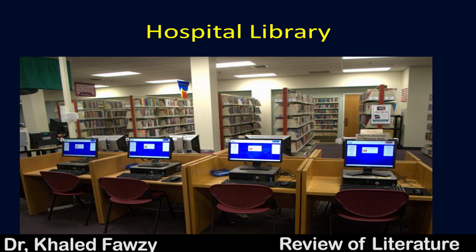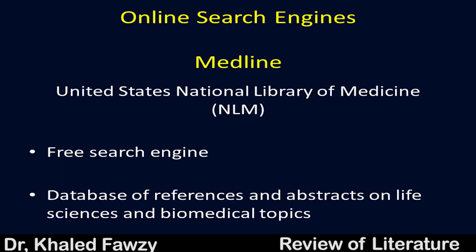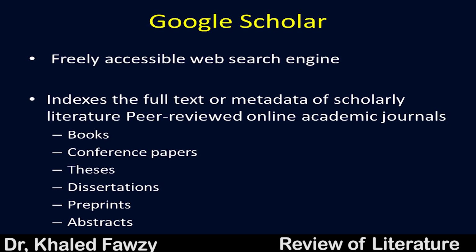So you can access from the hospital or from the library. Then you go on the online search engines. You have different ones. Medline, which is free of charge, and it's well known to us. Google Scholar, and this will include not only peer-reviewed journal literature, but also books, conference proceedings, theses, dissertations, preprints before the article is published. You can find the abstracts there.